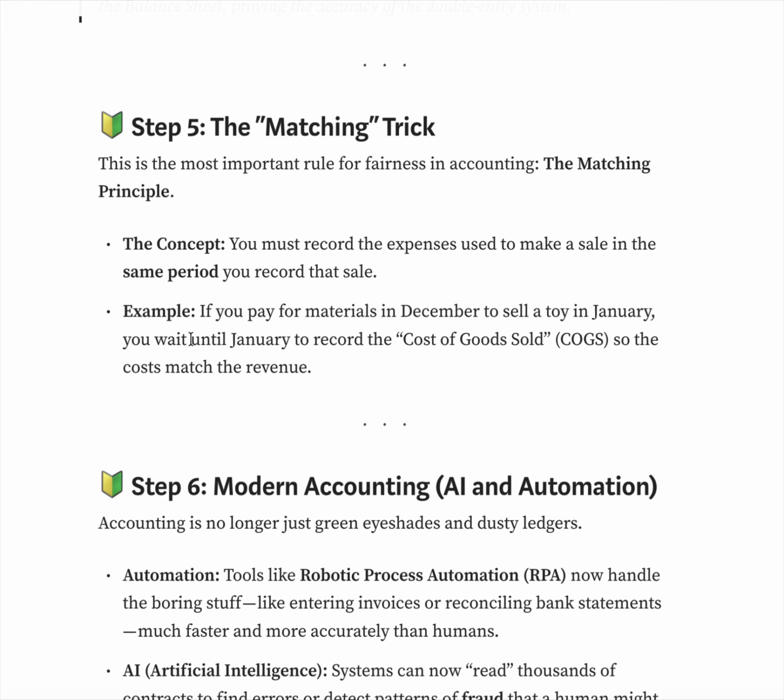Okay, now let's understand the matching principle. The concept is you must record the expenses for the fairness of accounting. You must record the expenses used to make a sale in the same period you record the sale. For example, if you pay for a material in December to sell a toy in January, you wait until January to record the cost of goods sold, so cost matches the revenue.